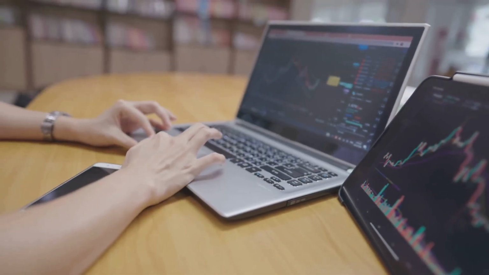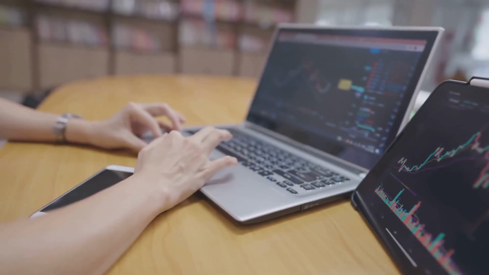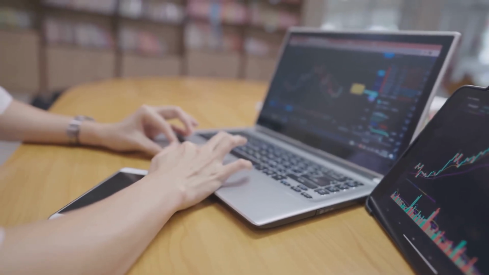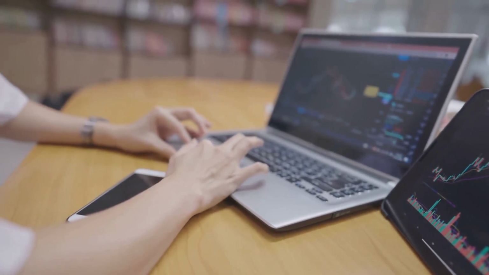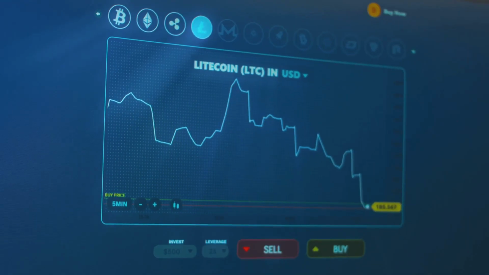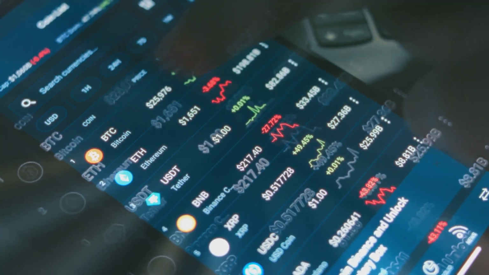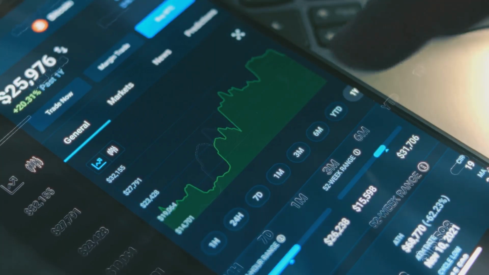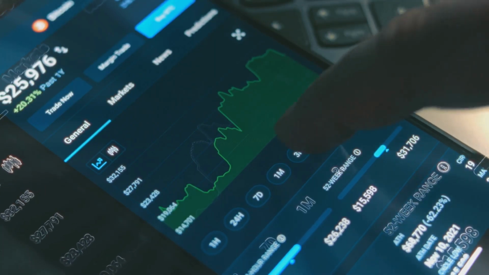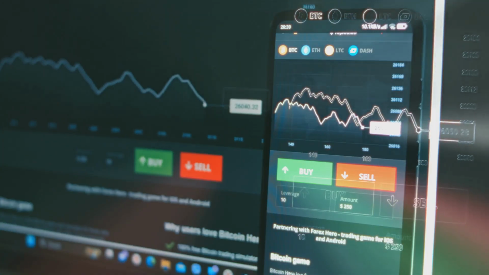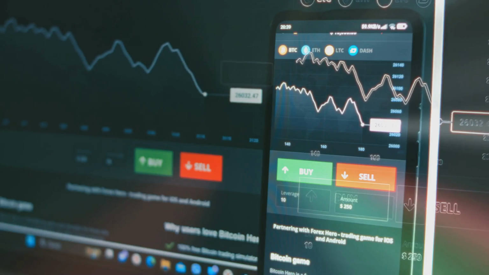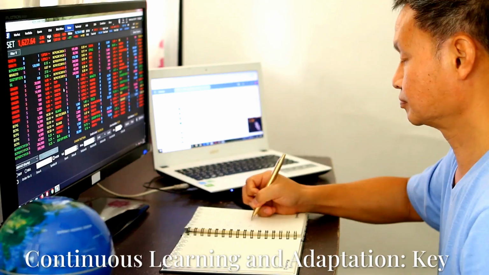Similarly, a cryptocurrency trader might use fundamental analysis to identify a promising altcoin with a strong development team and a growing user base. They might then use technical analysis to time their trades, buying during periods of consolidation or when the price bounces off a support level. By combining both approaches, the trader can increase their chances of buying low and selling high.